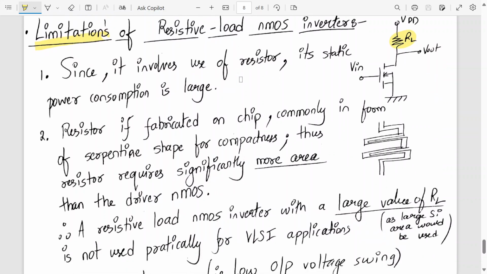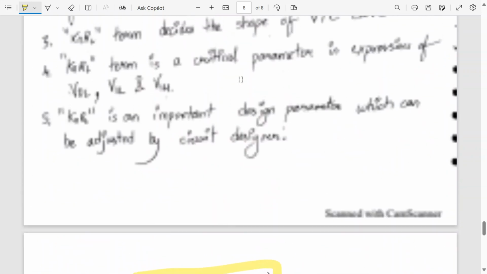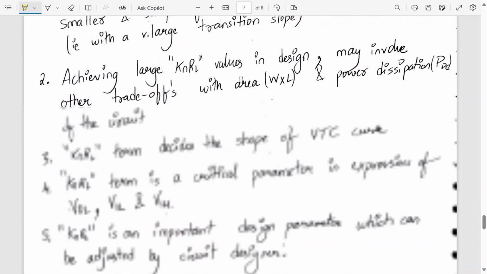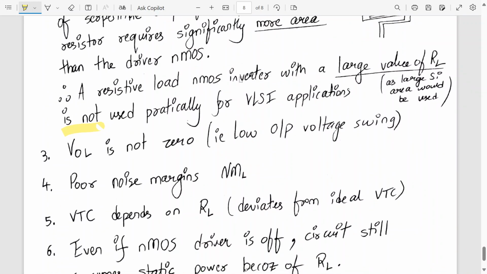Okay, so since the resistive load involves a resistor, there will be a static power dissipation which is large, which is very bad. Resistors, if they are fabricated on chip, commonly in a serpentine structure for compactness, require significantly more area than the driver NMOS. So that shouldn't happen. Therefore, a resistive load with a large value of RL is not particularly suited. Why do we require a large value of RL? I explained to you here, right? So that the power dissipation is less, but a large value of RL is not practical because more area will be utilized.